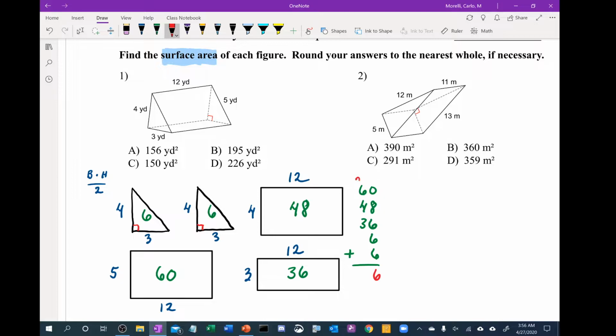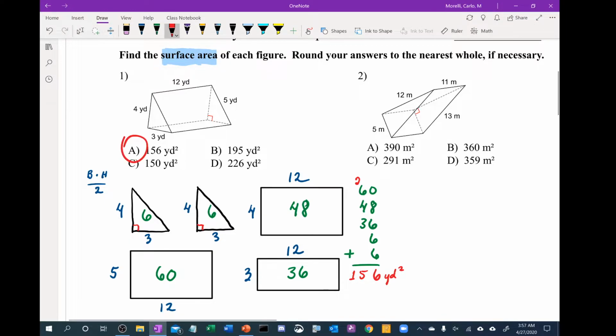So we write a 6 and carry the 2. 2 plus 6 is 8. 8 plus 4 is 12. 12 plus 3 is 15. So we write 156, and this is yards squared. And just like that, we're done.